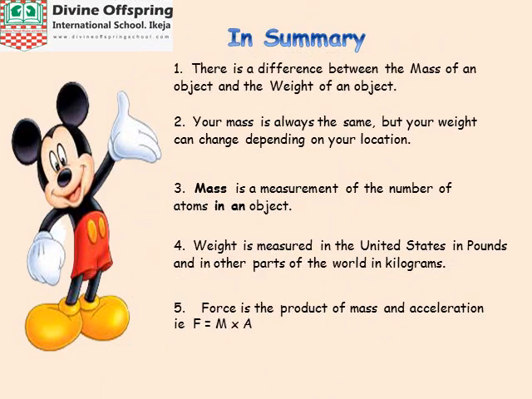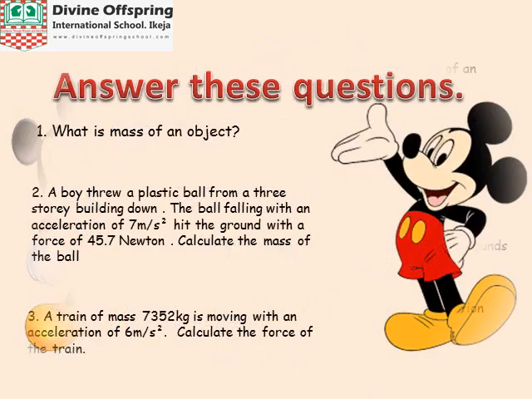In summary, we learned that there is a difference between the mass of an object and the weight of an object. Your mass is always the same, but your weight can change depending on your location. Mass is a measurement of the number of atoms in an object. Weight is measured in the United States in pounds, while in other parts of the world it's measured in kilograms. And number 5, force is the product of mass and acceleration. The unit of mass is kilograms.